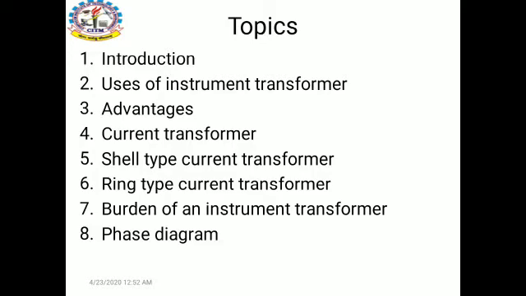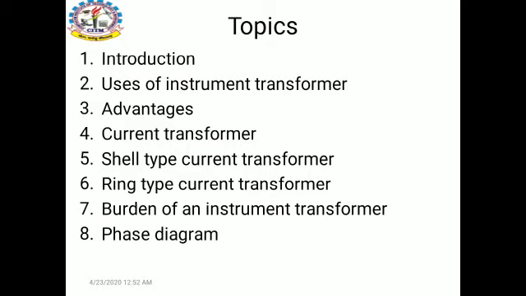What principles are used to make the transformer efficient, use of instrument transformers in a power system GSS, and protection of generators, power transformers, and three-phase induction motors which are used in industries, advantages, and current transformers. The current transformer is further divided into two parts: shell type and ring type current transformer. Burden of an instrument transformer means what kind of load we can connect to the secondary side of the transformer.